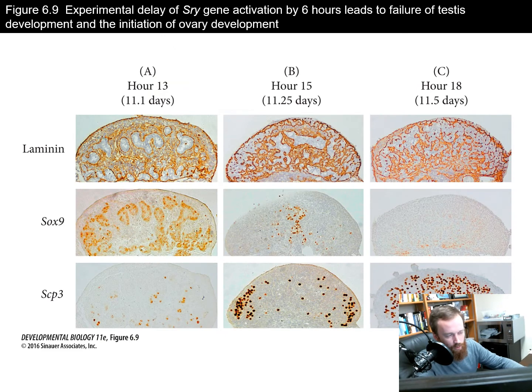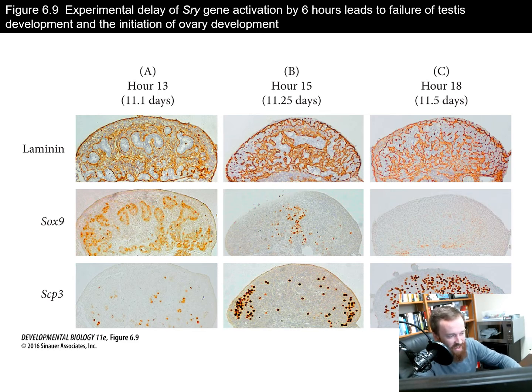So remember, it's really important that SRY is activated at that perfect time. It's only there for a couple hours, and it has to be active in those couple of hours for this development to properly happen. This is a cool experiment where they took SRY, and instead of having its regular promoter that will naturally have it expressed at the right time, they put it under a heat shock or heat inducible promoter. So this means that they can turn SRY on and off depending on when they heat up the samples or let the samples remain at room temperature.